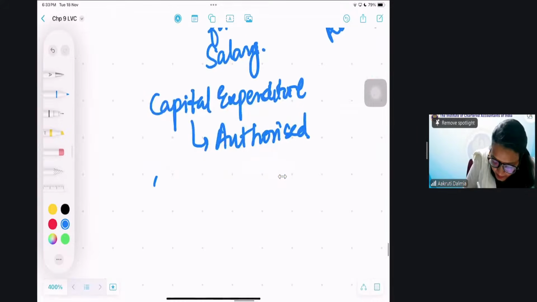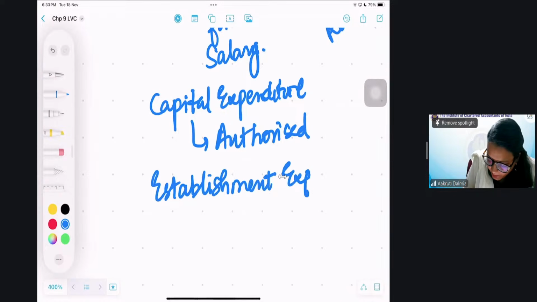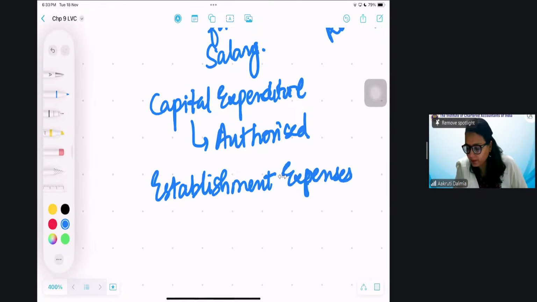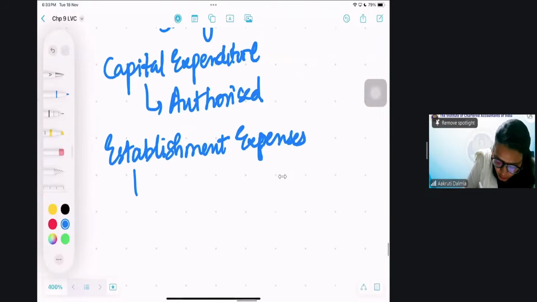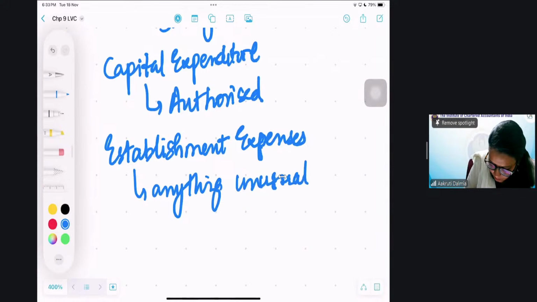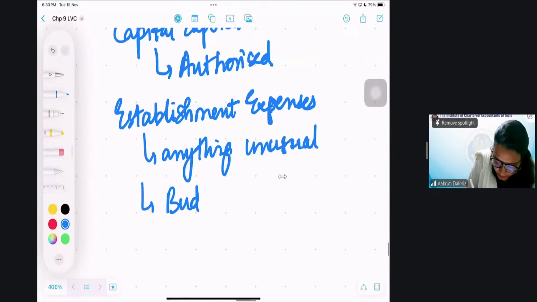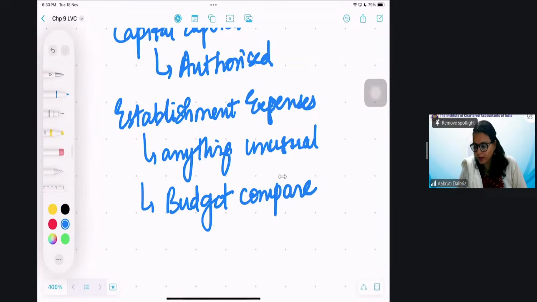Okay. And then remember, I taught you a word in last class: establishment expenses. What is establishment expenses? I taught you this word in the last class. We'll check establishment expenses. Running day-to-day expenses. So you just check anything unusual, check with budget, compare it with budget, whether day-to-day expenses are not exceeding the budget too much.